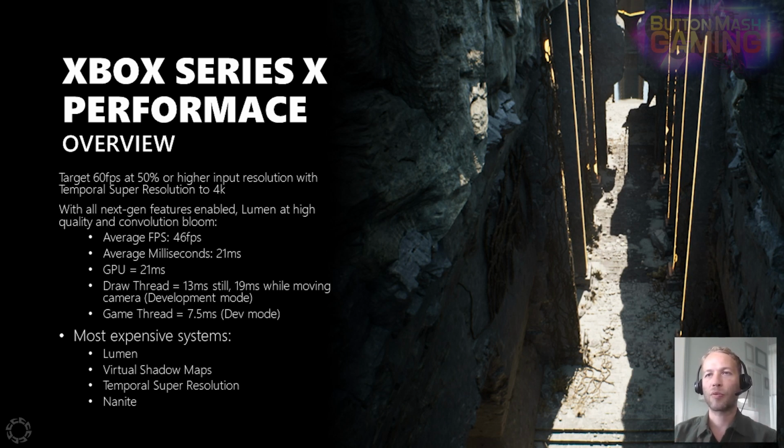GPU, of course, is where we're bottlenecked at 21. And draw thread and game thread are running comparatively fairly slow. This is from a development build, so draw thread and game thread are probably a lot higher than they would be in a regular test build. The most expensive systems are Lumen and Virtual Shadow Maps, followed by TSR and then Nanite when we're looking at this in terms of performance.